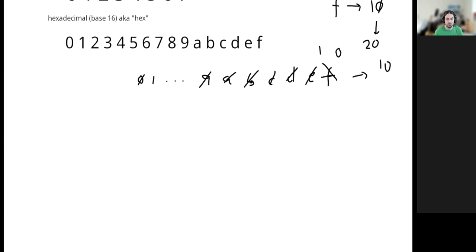Now let's talk about binary. All right, so binary, base 2. And can you guess how many symbols we have for binary? So binary, you have 0 and 1.